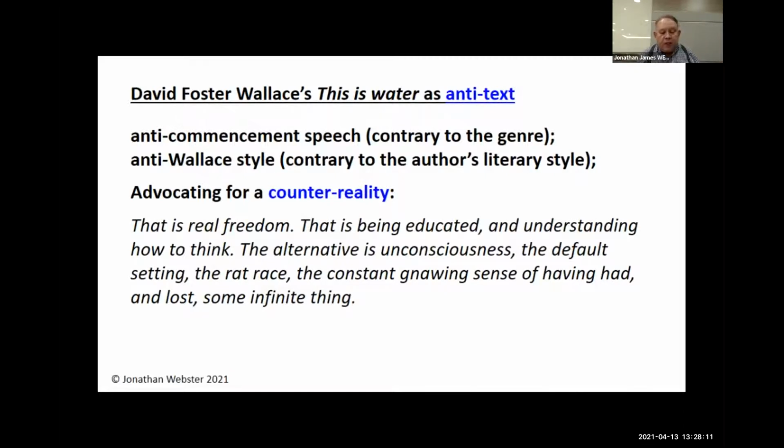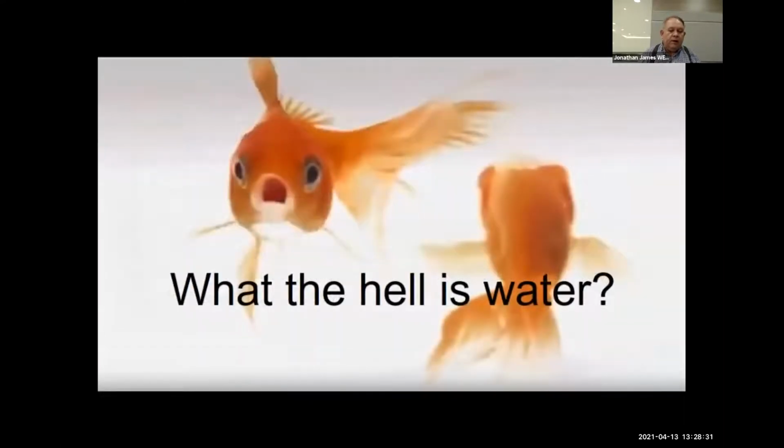So he comes back and says that is real freedom. That's how he concludes. That is being educated, understanding how to think the alternative. What's the alternative? Unconsciousness, the default setting, the rat race, the constant gnawing sense of having had and lost some infinite thing. His question, what the hell is water? A sensitivity to what is going on around us. What we're perceiving, what we're construing, is the automatic.